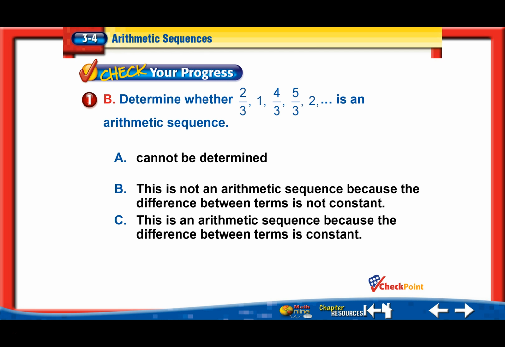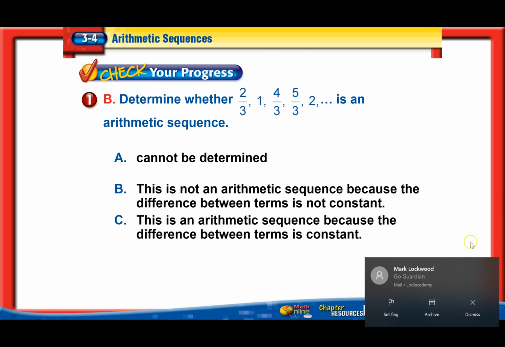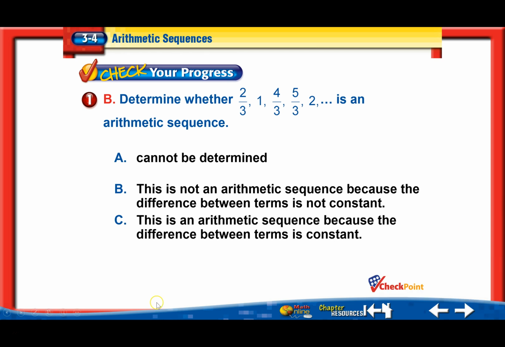All right, let's try this one out. All right, so 2/3, 1, 4/3, 5/3. If we rewrote this just a little bit, if this was 3/3 and this was 6/3, now this would be 1/3 plus 1/3, plus 1/3. I'd say yes, this is an arithmetic sequence because there is a constant of 1/3.